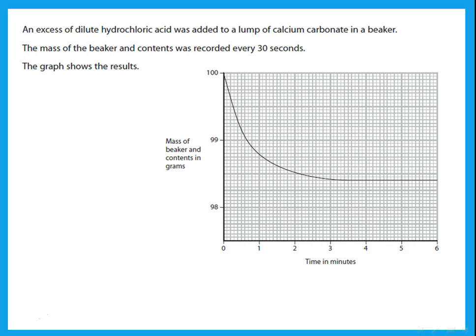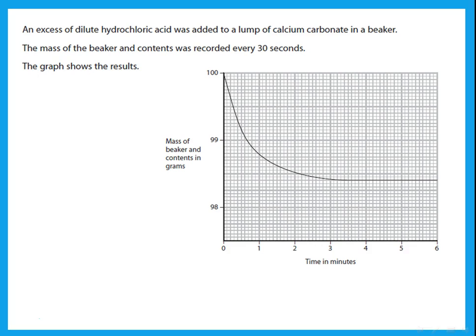Okay, this question says an excess of dilute hydrochloric acid was added to a lump of calcium carbonate. So remember which one is excess. When you read these questions, remember which one is excess. If he says that dilute hydrochloric acid is excess, that means it is the calcium carbonate that is determining when the reaction finishes. So once all the calcium carbonate has been used up, that's when all the reaction finishes.